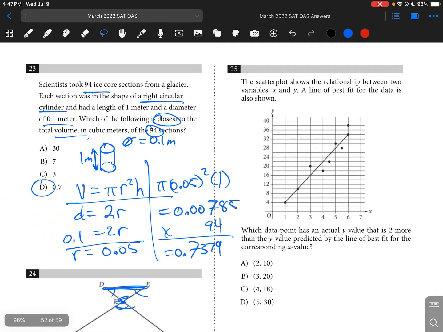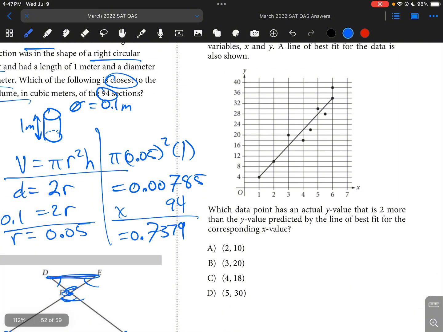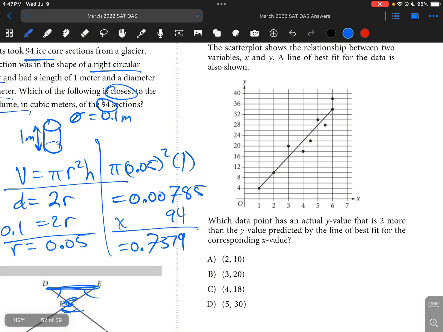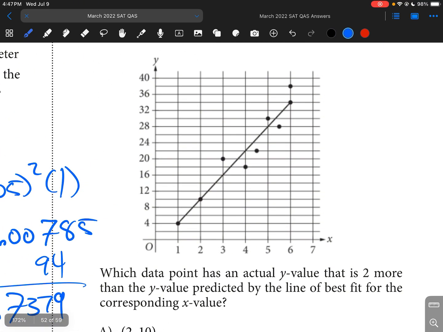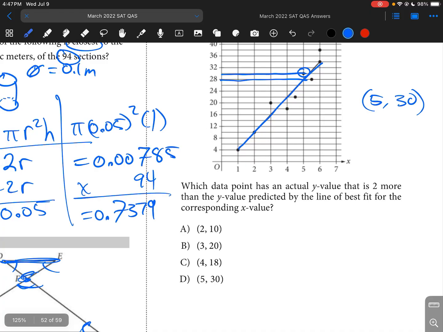25. The scatter plot shows the ratio between x and y as a line of best fit. Which data point has an actual y value that is 2 more than the y value predicted? Okay, that's easy. So you just need to see where on your line of best fit one of these points is 2 higher. So here you see this is 28. They go in increments of 2. So it's this one right here. So just reading that coordinate, you go x first. So you're at 5 and then 30. So the answer is D.